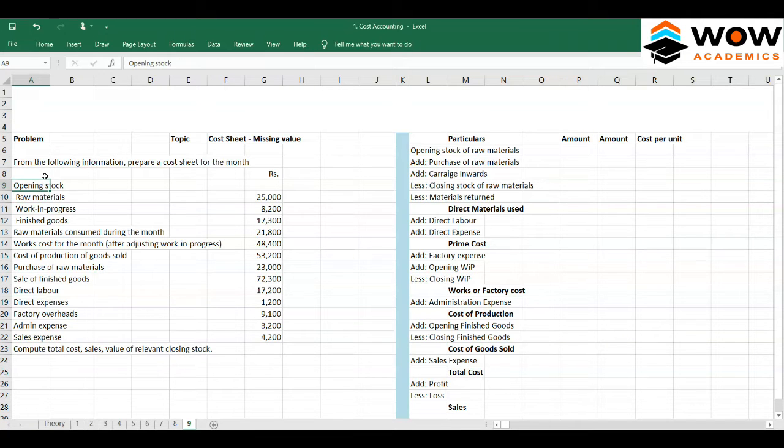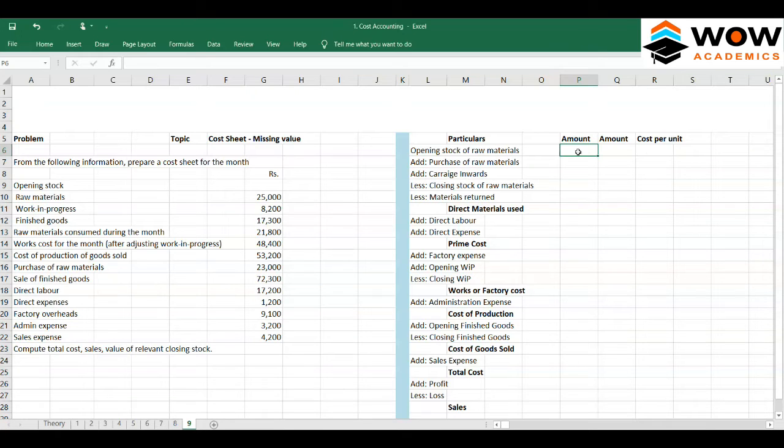So he has given opening stock of raw material, work in progress, and finished goods. He has given raw materials consumed during the month. So the word is consumed only, so consumed is direct materials used. Works cost they have given, okay. They have given cost of production, purchase of raw material, sale of finished goods, direct labor, direct expense, factory overheads, admin expense, sales expense. They have given all these expenses. So our job is to first insert these into the format. We'll insert the numbers and we'll get the answer.